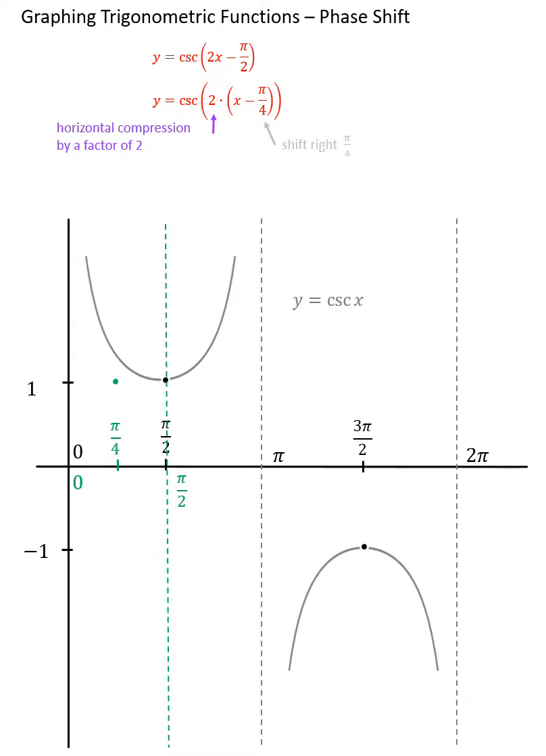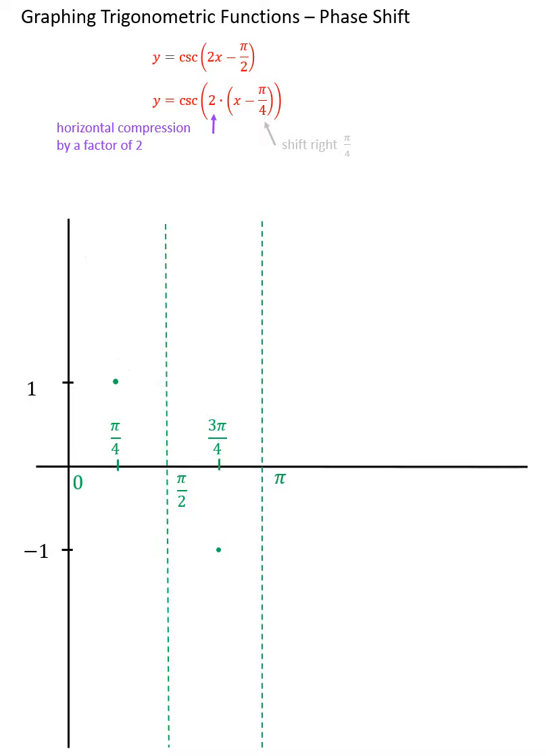Next, let's focus on this local maximum. The cosecant has a local maximum at 3 pi over 2, but that's going to shift half the way to the y-axis. Half of 3 pi over 2 is 3 pi over 4. And finally, the original cosecant has a vertical asymptote at 2 pi. You see it on the right of your screen. That too is going to compress to half the distance to the y-axis, putting it at pi.